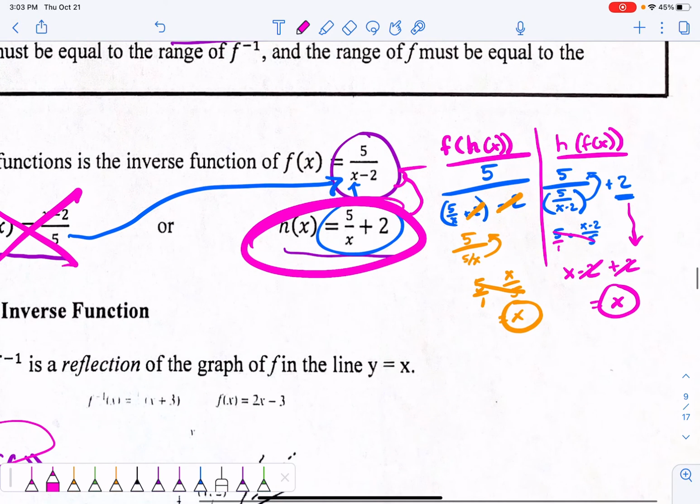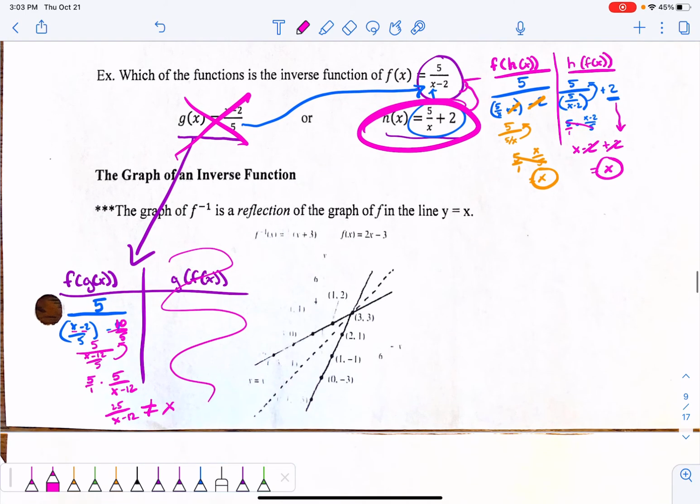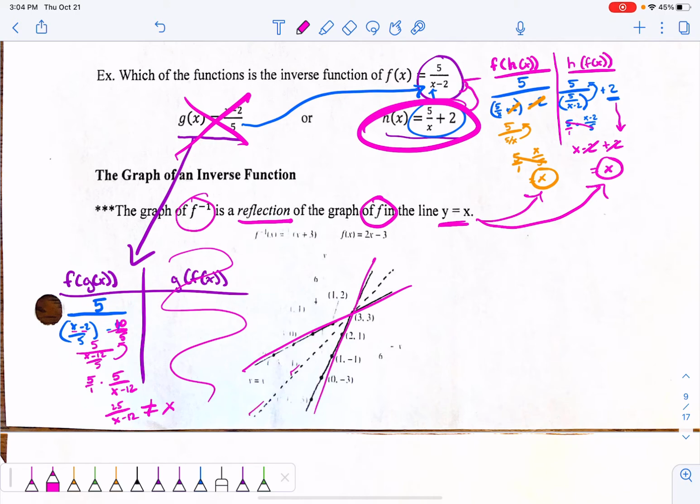This is just illustrating what I've already said before. The graph of the inverse is a reflection of the graph of f across the line y equals x, and that's why these come out to be y equals x when you compose them. So you have a line here, you have a line here, and those are reflected across that dotted line. You can kind of see how that works.